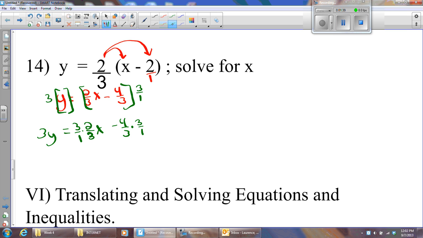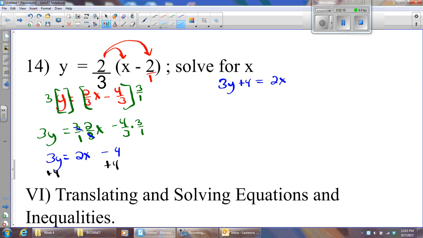Okay, so now the left-hand side again is only 3y. The right-hand side, the 3's cancel. I have a 2x and a minus, the 3's cancel, 4. So now it becomes a relatively simple problem. I'll add 4 to both sides. And I will get 3y plus 4. And that will equal 2x.